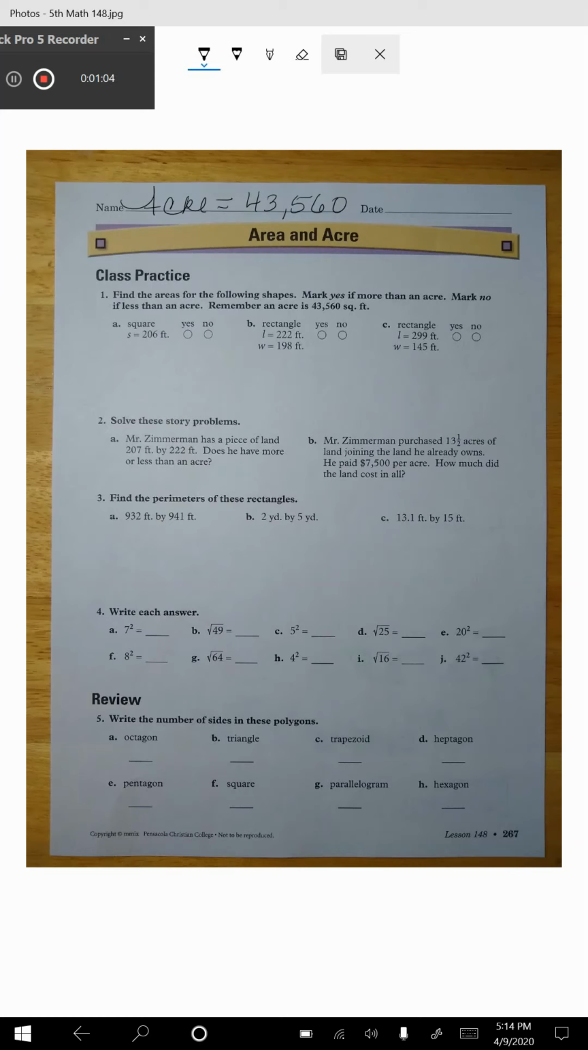So we would measure that in squares. And it takes 560 square feet to make 1 acre. So we're going to find the areas of the following shapes, and then we're going to determine if they are less than an acre. We're going to mark no if less than an acre. Okay?